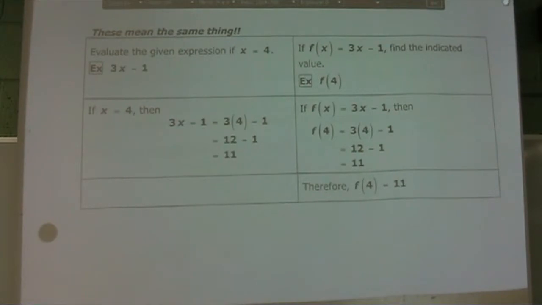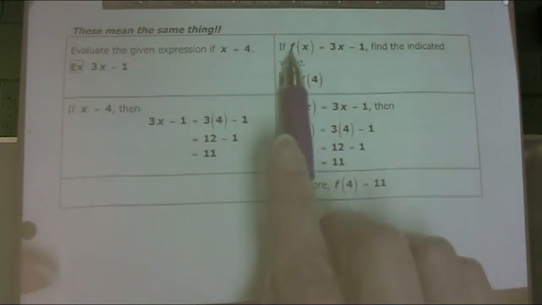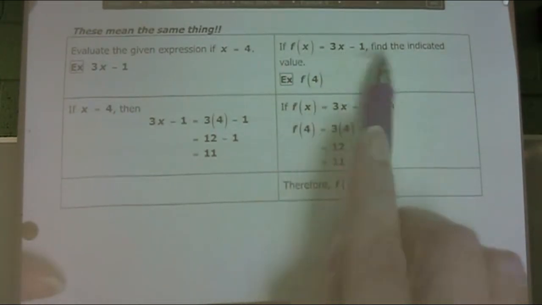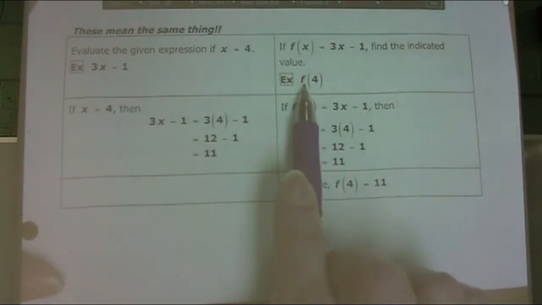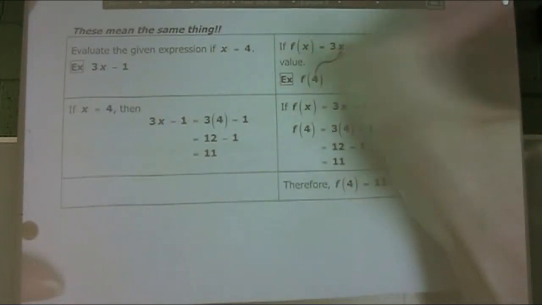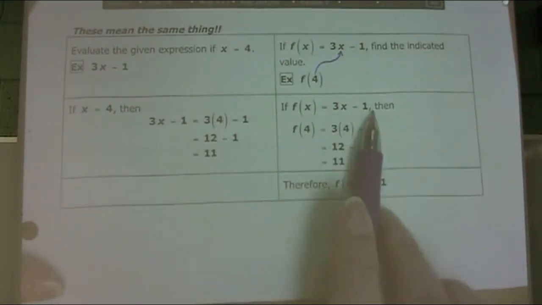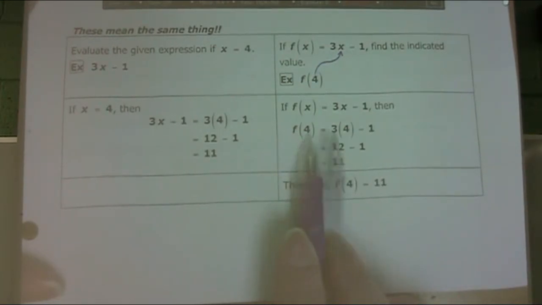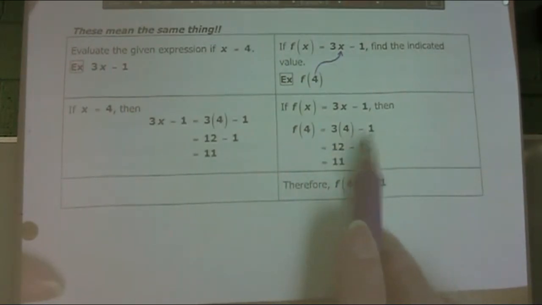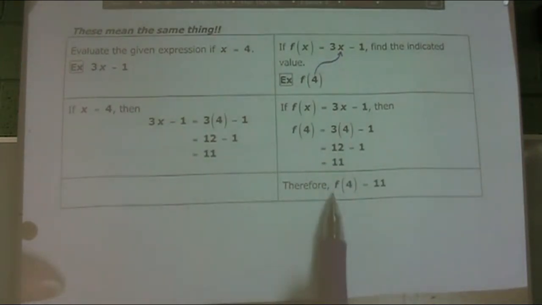Now, in function notation, this statement means the exact same thing. If f of x equals 3x minus 1, find the indicated value. And what we want to find is f of 4. All this means is that we're going to plug the 4 in place of x. So if f of x equals 3x minus 1, then f of 4 equals 3 times 4 minus 1, which is 12 minus 1, which is 11. And the way that we state our answer is like this. F of 4 equals 11.